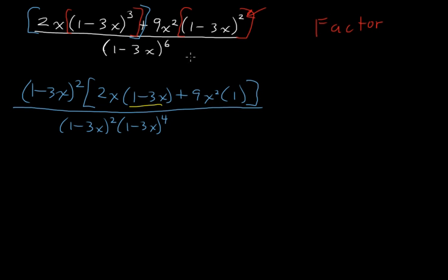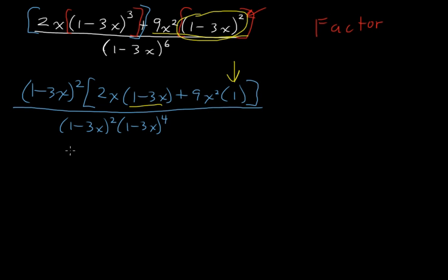The next large term is 9x squared times 1 minus 3x all to the second power. We still have the 9x squared, but we've taken away all of the 1 minus 3x raised to the second power. So I just have a 1 left there. You don't have to write the 1, but I've just shown that this is 9x squared times 1.